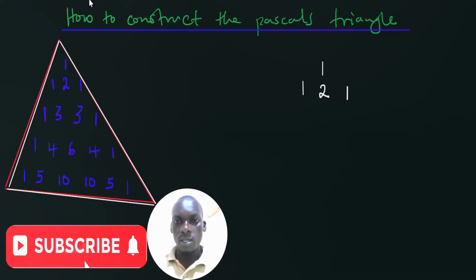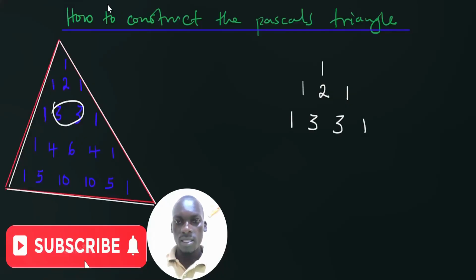Simply, we are going to be doing the same. The next one, we are going to write a 1 still. Then we ask ourselves, the 1 plus 2, we get 3. So we have to put here 3. Then also 2 plus the 1 that I've circled, still we get a 3. That means here we have another 3, like for this case here. Then we write a 1 at the end.